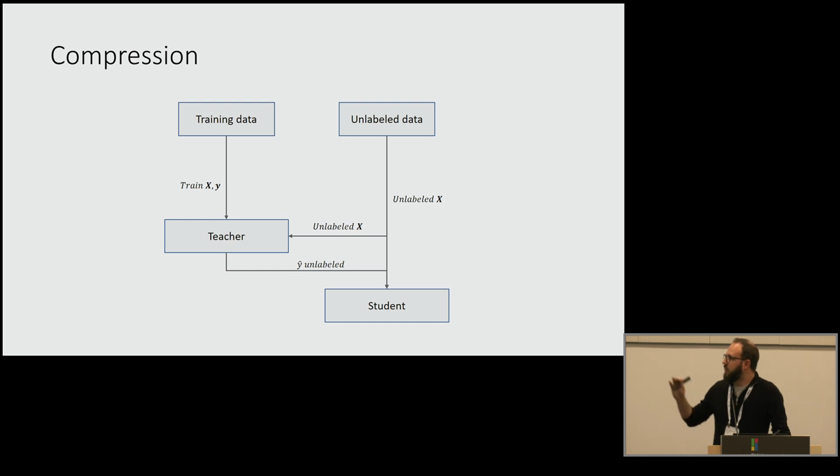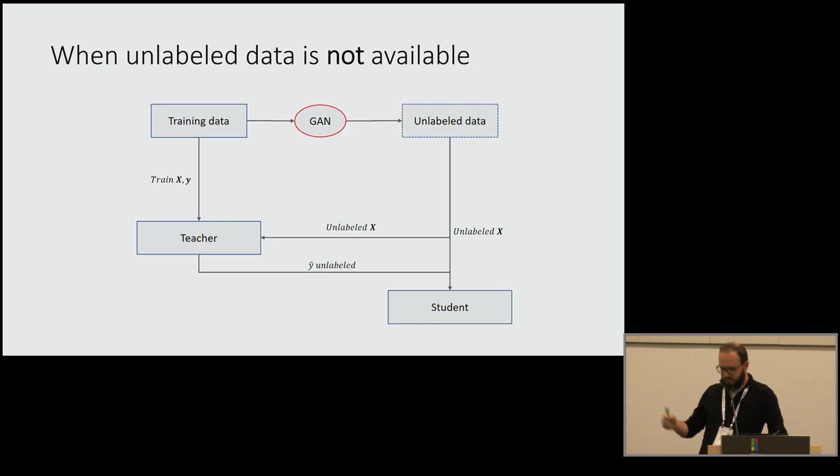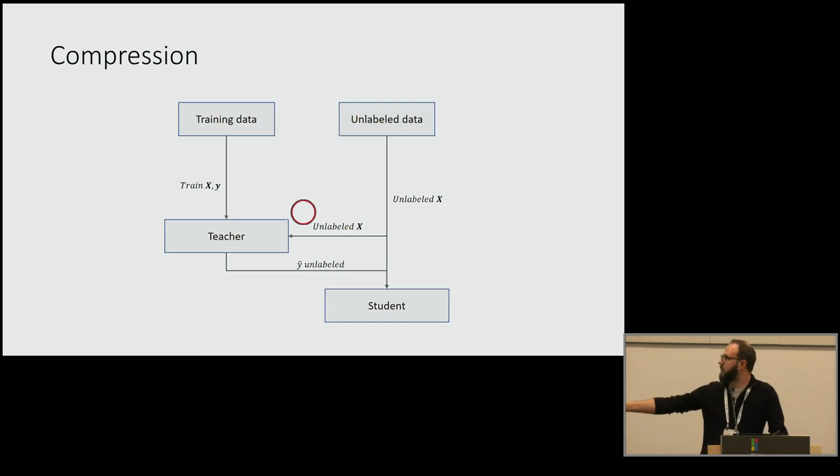So how does compression work? You have some training data, you use it to train a teacher. Let's say that you have a source of unlabeled data on the side. You show the unlabeled data to the teacher, which generates predictions, and you pass the unlabeled data and the predictions of the teacher to a student. The student minimizes an L2 loss, for instance, between the logits of the teacher and its own logits.